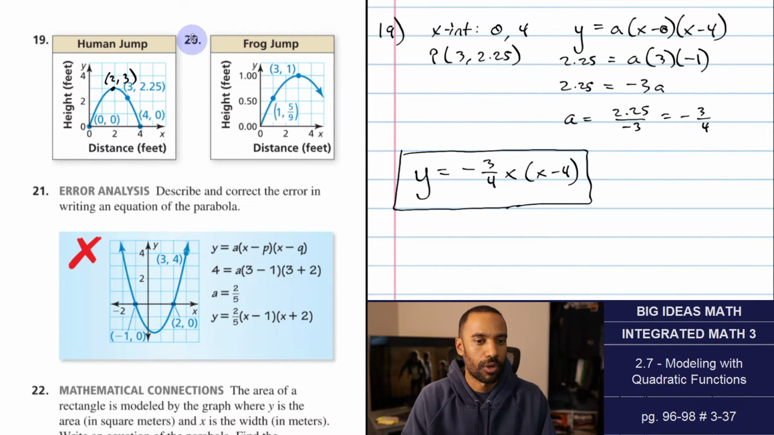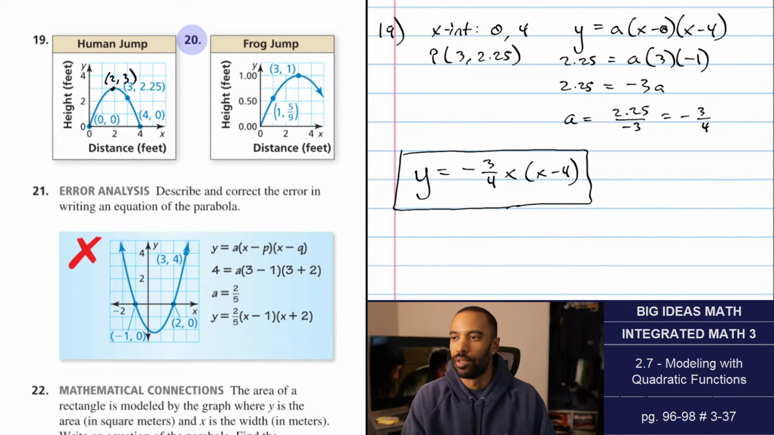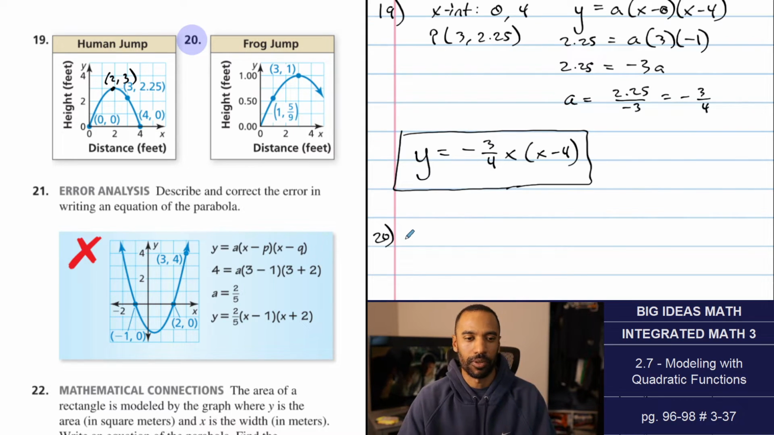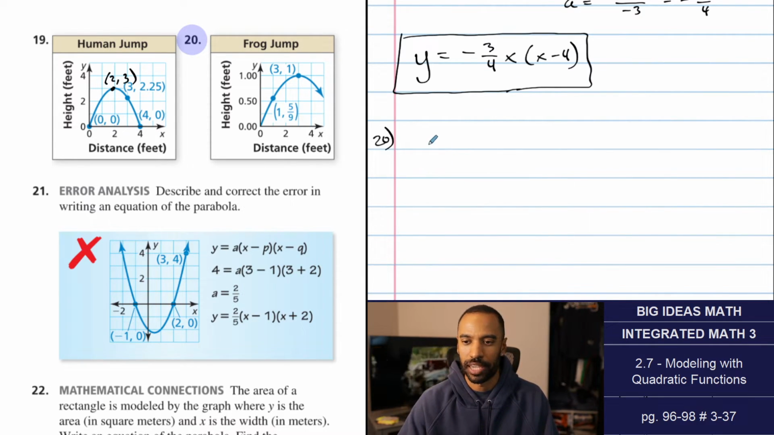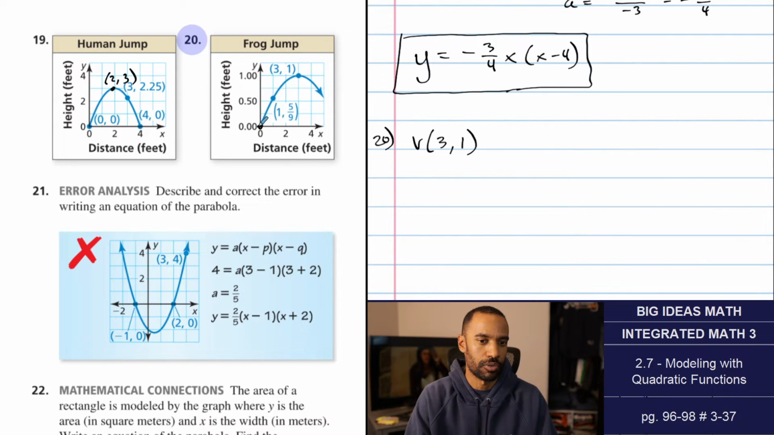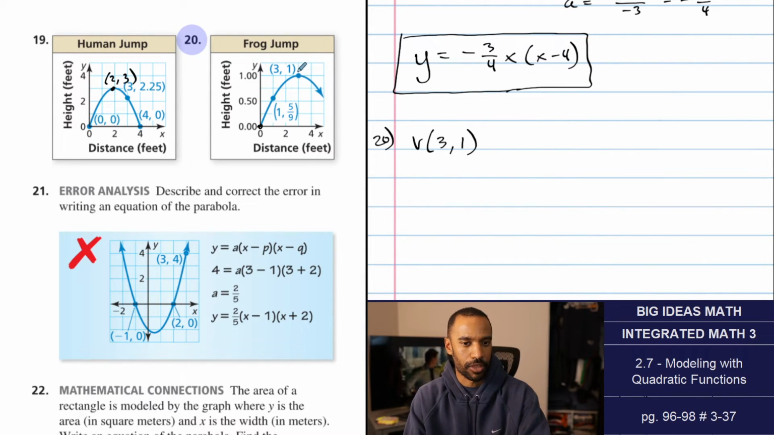Number 20 looks like we're going back to vertex form again. Ooh, that's weird. So we got a vertex. I wonder if even going about it my way is going to work out like here. But no matter what, you got some interesting calculations. So on number 20, we got a vertex of 3, 1. I think you have an x-intercept of 0, 0. And you could get the other x-intercept here.